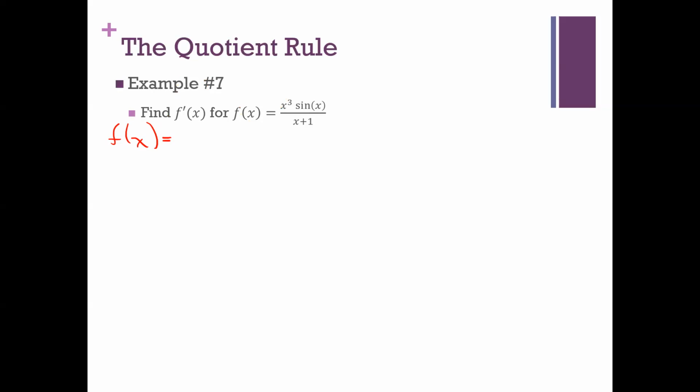Two on top and one on the bottom. Okay, and the ones on top, you want to have be x cubed and sine of x. Okay. So we'll call them a of x times b of x divided by c of x. Might as well define all those things. A of x is equal to x cubed. B of x is equal to sine of x. And c of x is equal to x plus 1.